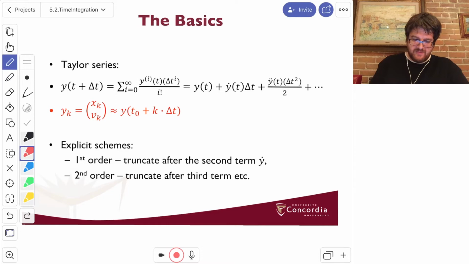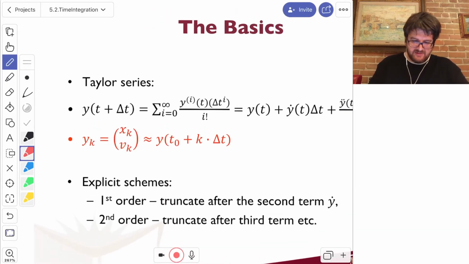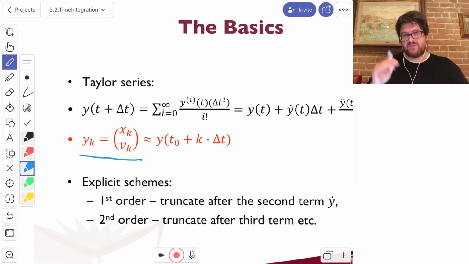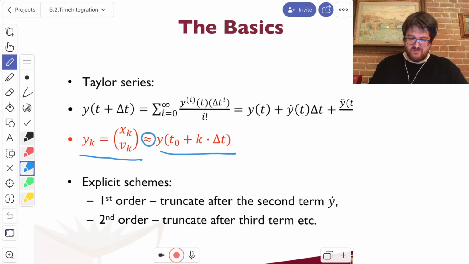So our yk is the concatenation of xk and vk, so the position at time tk and the velocity at time tk, and it's really the estimate of y at t0 plus k times delta t.